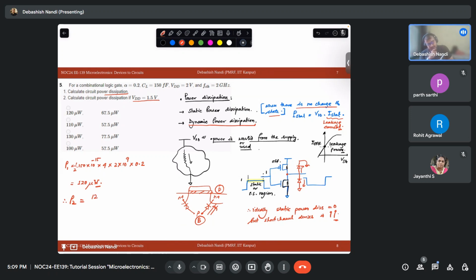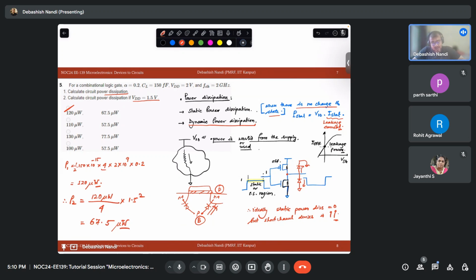Similarly, your P2, calculate circuit power dissipation when VDD equals 1.5. Obviously you can directly find it out: 120 microwatt divided by this 4 times 1.5 square. 1.5 square is 2.25, right? So if you compute, it will be your 67.5 microwatt. So this will be your right answer.